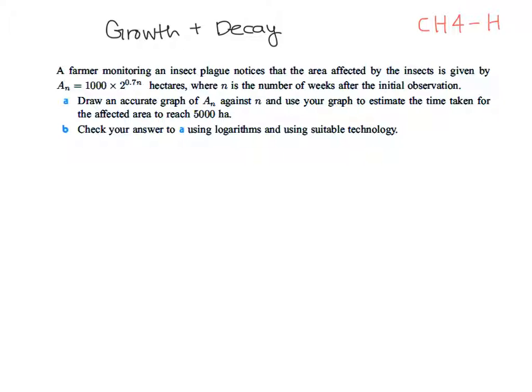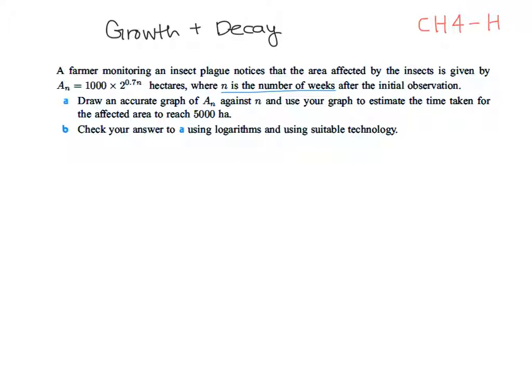A farmer monitoring an insect plague notices that the area affected by insects is given by A_n equals 1,000 times 2 raised to the 0.7n hectares, where n is the number of weeks after the initial observation. Draw an accurate graph of A_n against n and use your graph to estimate the time taken for the affected area to reach 5,000 hectares.